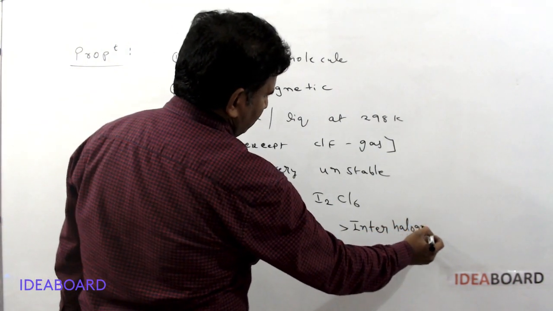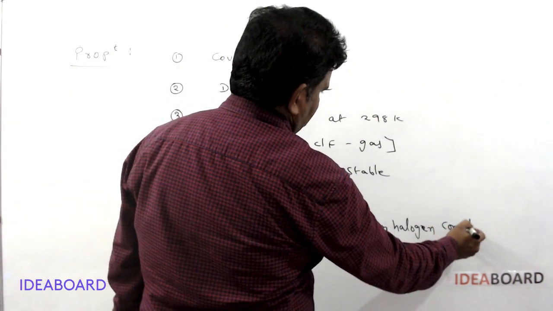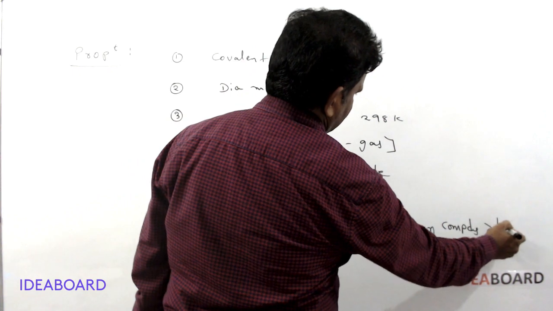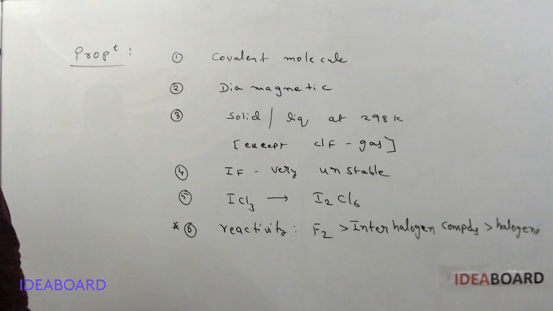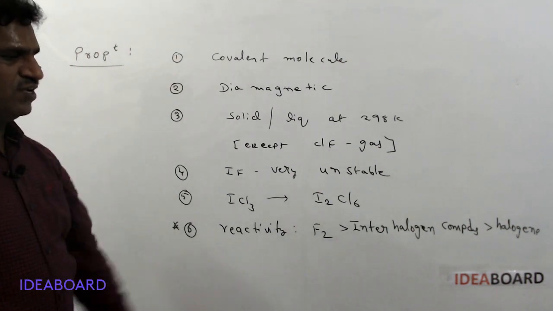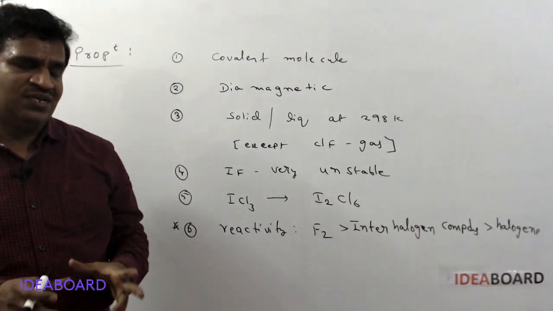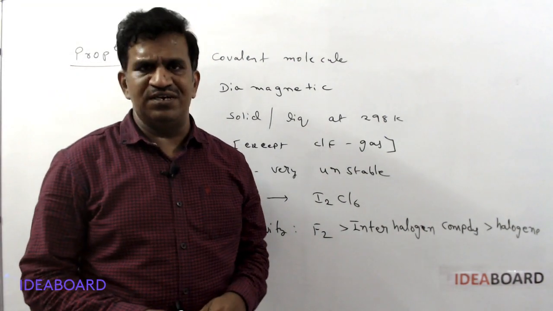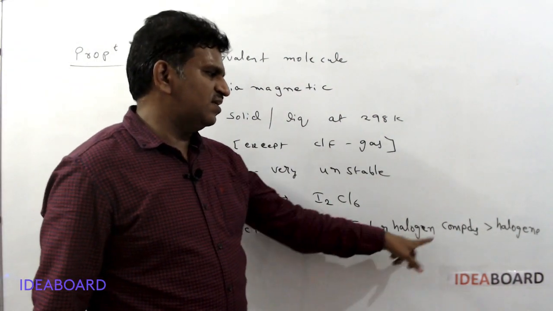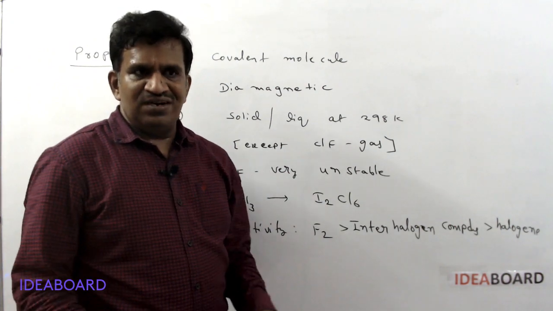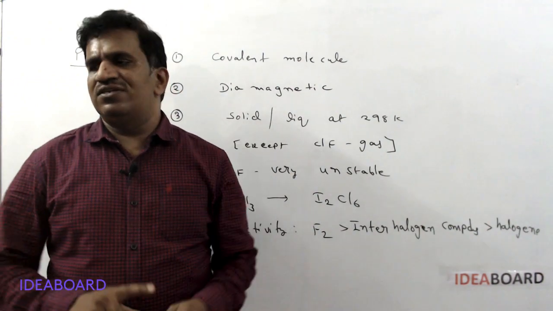The most reactive is fluorine, next one is interhalogen compounds, and the next one is halogens. Okay, so this is the reactivity order. Which is most reactive? Fluorine, because fluorine is small in size and more interelectronic repulsions are present. So fluorine is highly reactive. And what is the next one? Interhalogen compounds.